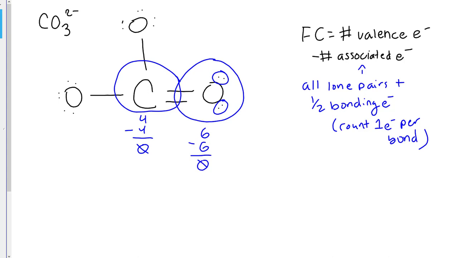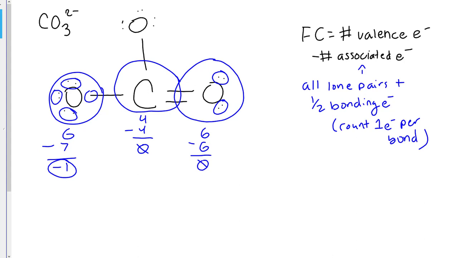Now let's look at this oxygen over here on the end, this one here. Again, oxygen starts with 6 valence electrons, but how many are associated with this one? 7, good. 1, 2, 3, 4, 5, 6, 7. So it has a formal charge of -1 there. This oxygen on the top, what would its formal charge be? Also -1. It's going to end up being the same thing. 6 minus 7 is -1.